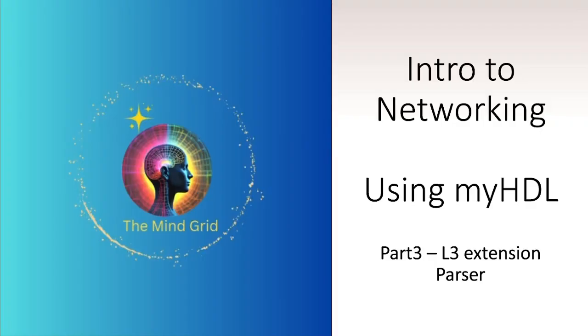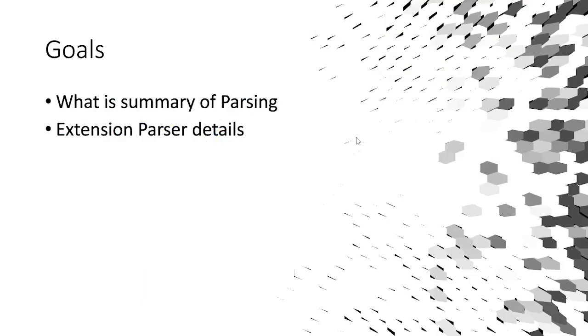Today, we are talking about Intro to Networking again, and this is the third part of our video series. Today, we're talking about the L3 extension header parsing in the IP layer. And again, this is a series using MyHDL, which is a convenient way to write RTL or FPGA code or ASIC code and test it without needing advanced tools like simulators and synthesis tools, etc.